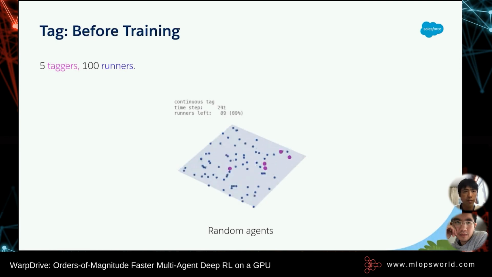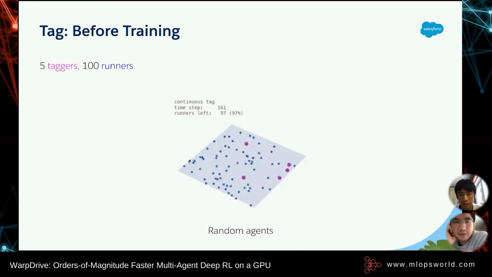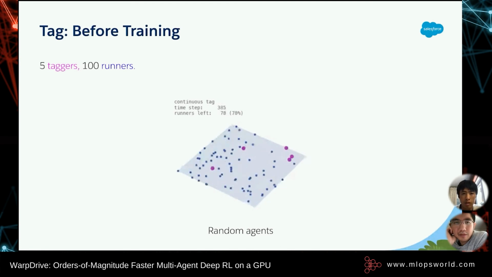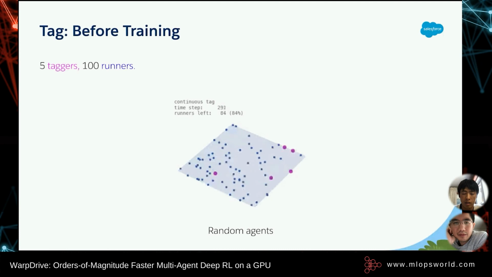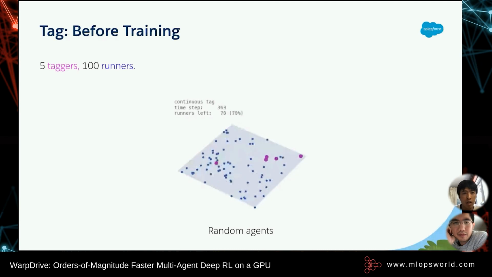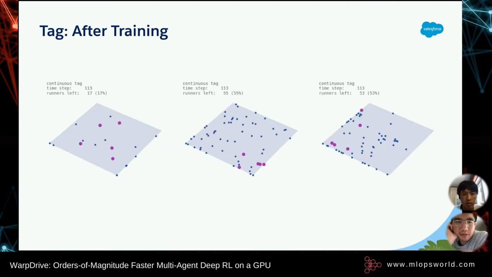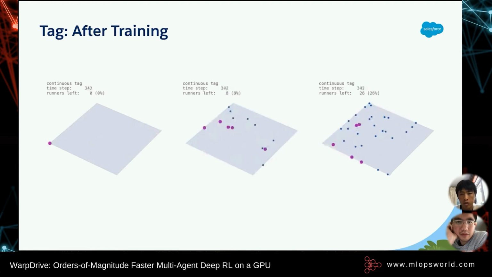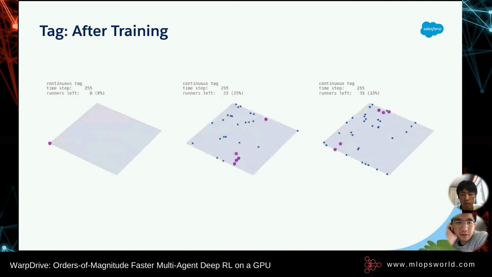So this is before the training. You can see that this is just copied directly from that demonstration. You can see that they are just randomly running. The taggers do not really have any capability to consistently catch any runners. And after our live demo, by the way, as I mentioned, you can go to this tutorial, and we also have this tutorial posted on the PyTorch Lightning official website as well. After the training, you can see that with a different level of taggers, those runners can be consistently caught. It means that our tagger game is trained very well.